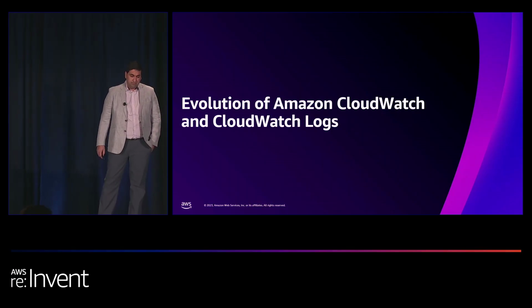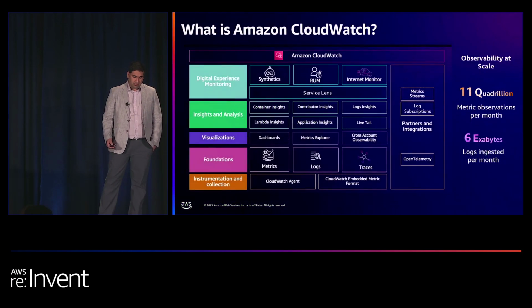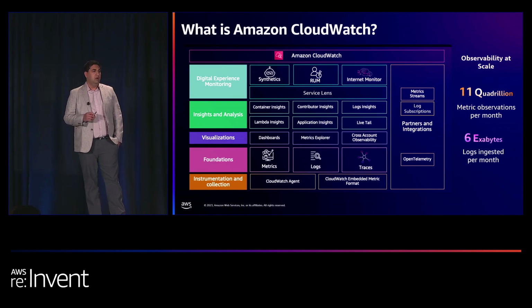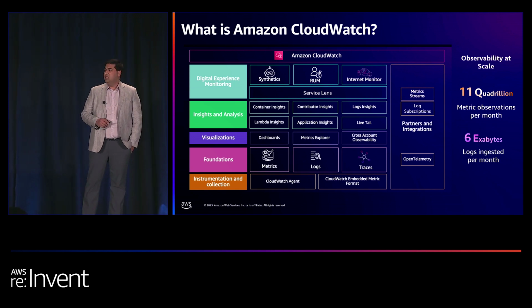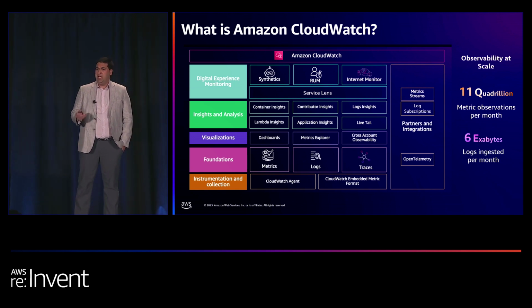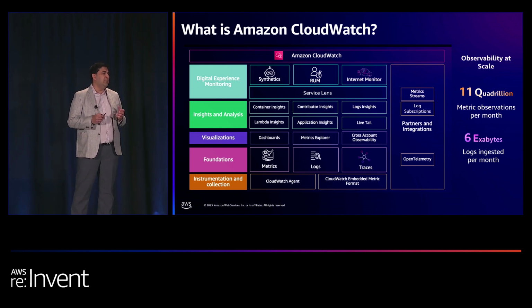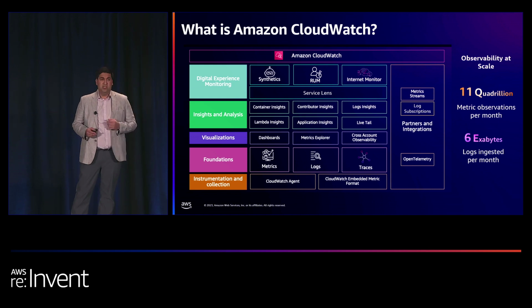So let's talk briefly about the evolution of Amazon CloudWatch and our logging solution, CloudWatch logs. So Amazon CloudWatch is the native monitoring and observability service for AWS. It offers a suite of capabilities ranging from agents that help you collect the telemetry and send them to CloudWatch, to core search and analytics for your 3 pillars of observability, as Bobby just mentioned, metrics, logs, and traces.